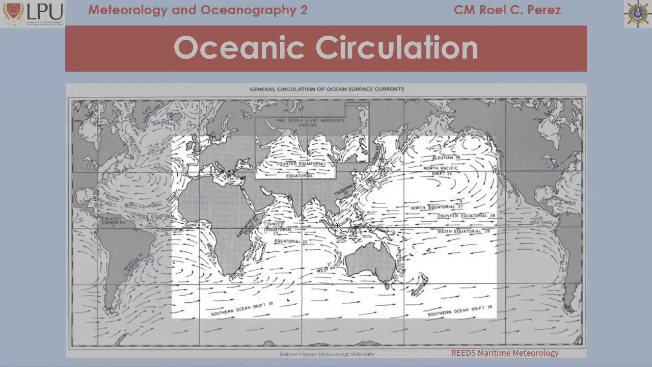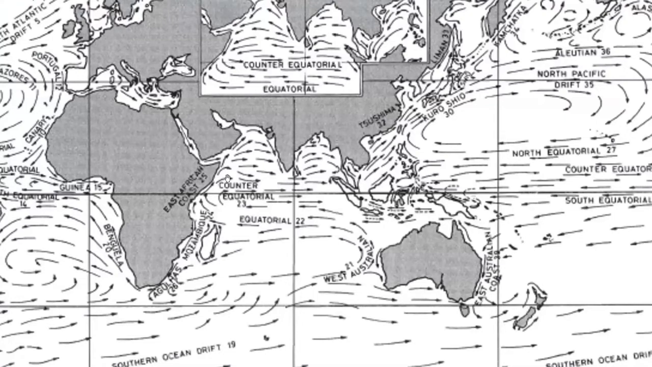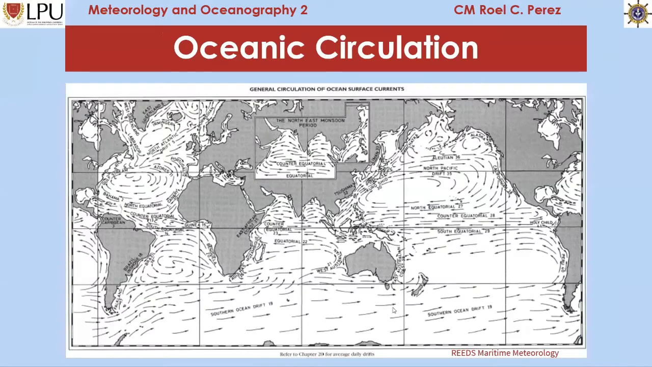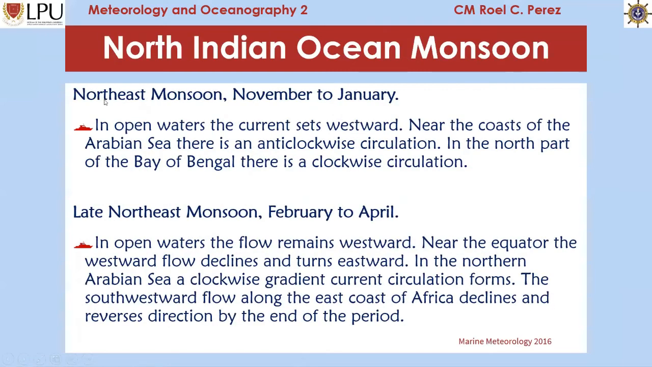Okay, let me show you. So this is not from November to January, because this is clockwise, the same. And this is the Bay of Bengal, clockwise direction. So it is said there that during the northeast monsoon in the Arabian Sea, there is an anti-clockwise circulation, which is not shown in the map.